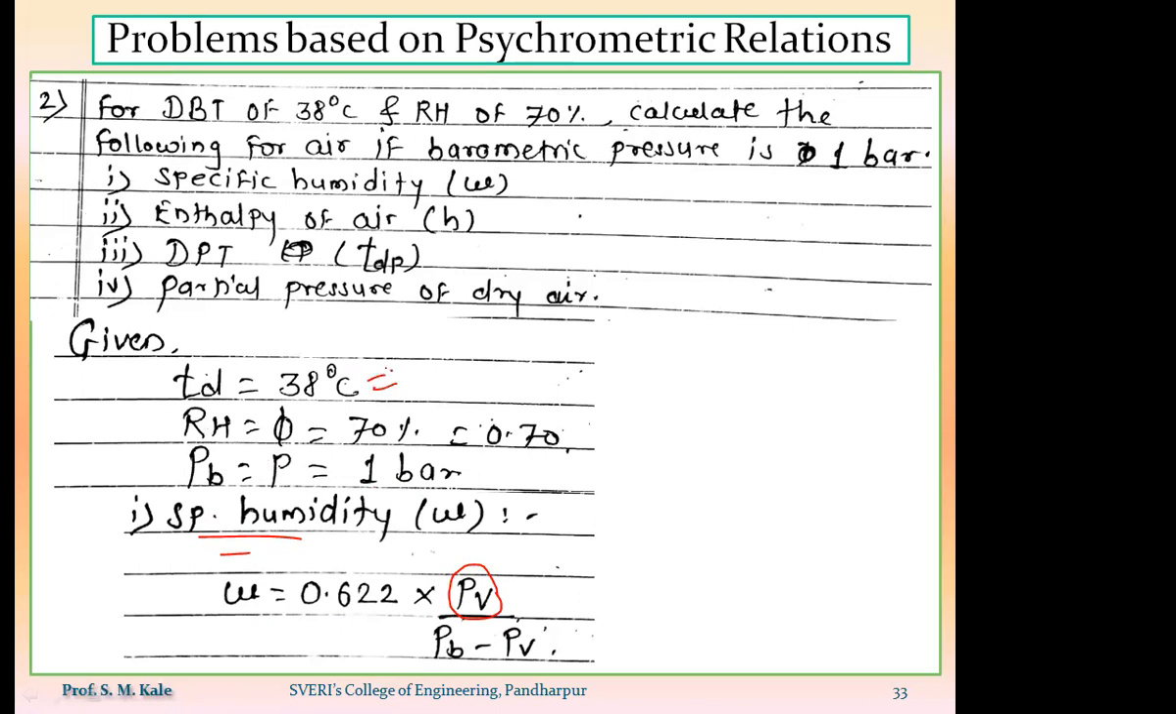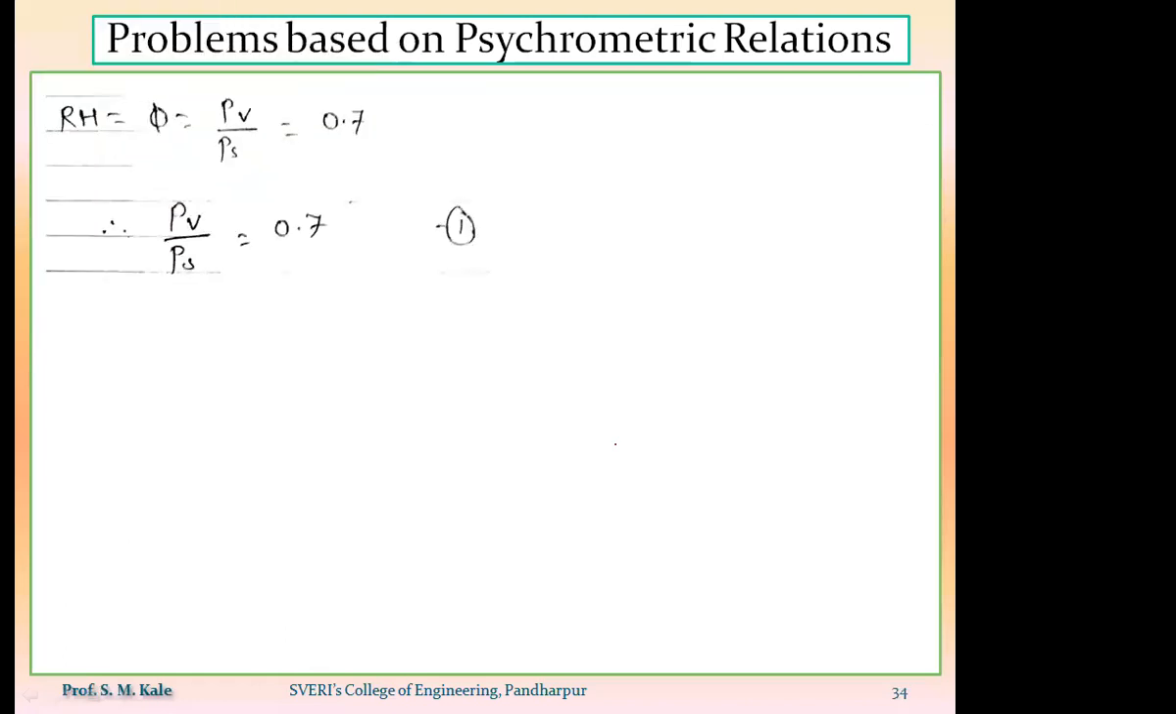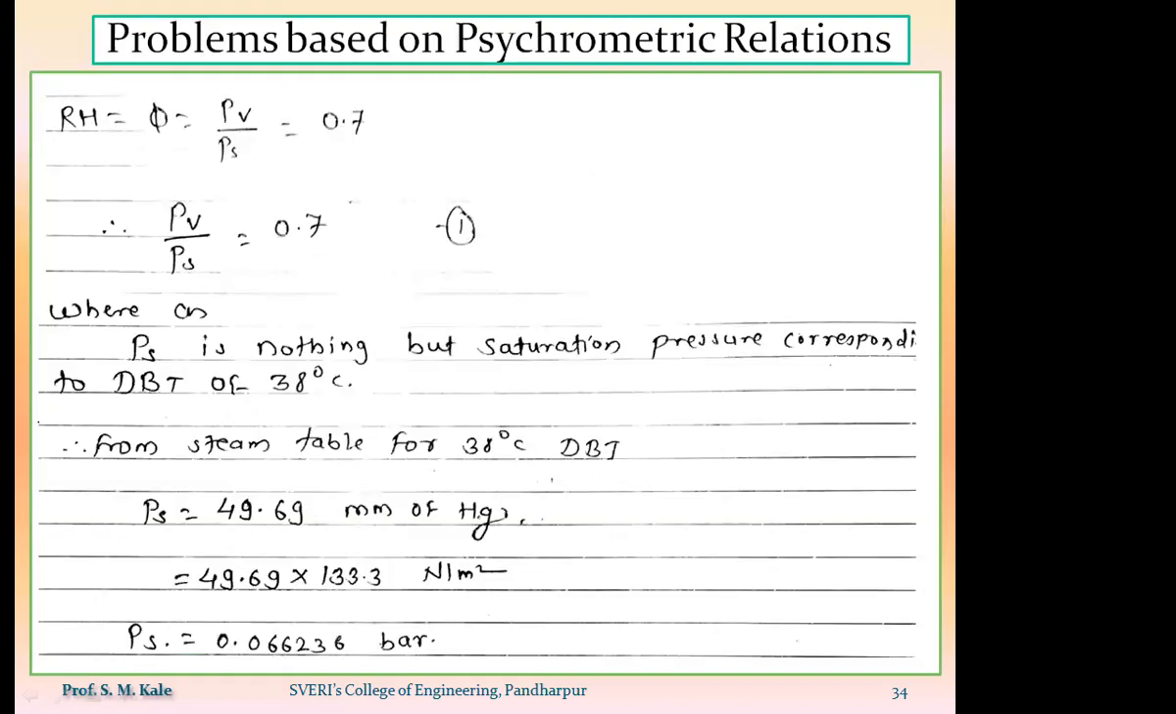First of all, with the help of dry bulb temperature, I will calculate the value of ps. And after getting the value of PS, I'll put that value of PS in the formula of phi. Phi is nothing but PV by PS. So here I'll automatically get the value of PV. As phi is equal to PV by PS, which is equal to 0.7, and dry bulb temperature is 38 degrees centigrade, the corresponding pressure I will take directly from the steam table.